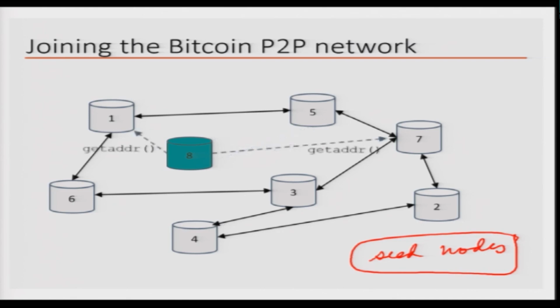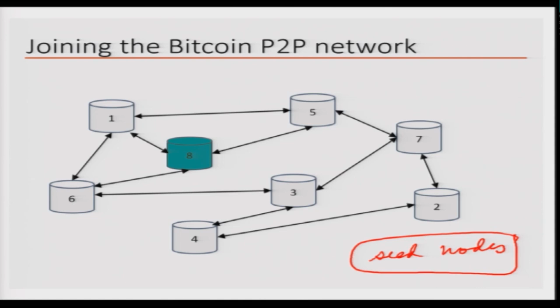So, it will send a message to 1 and 7 saying, who else do you know? 1 and 7 will then give some more information. Let us say 1 says I know 6, and 7 says I know 3 and 2. But since this does not have to be a fully connected network, 8 may choose that it will only be directly connected to 1, 5 and 8, which means they are my neighbors.